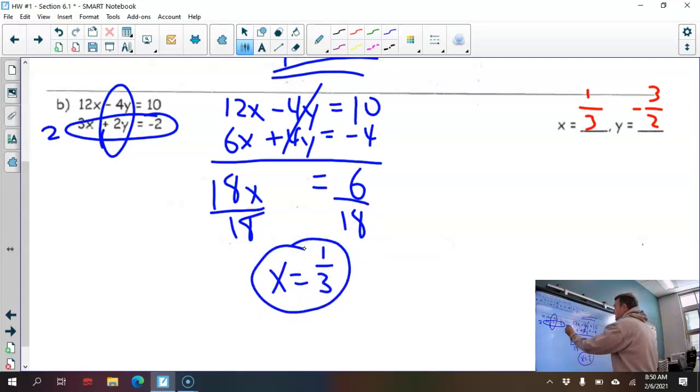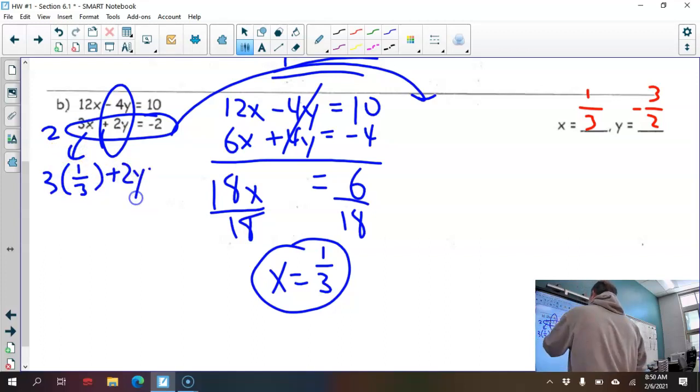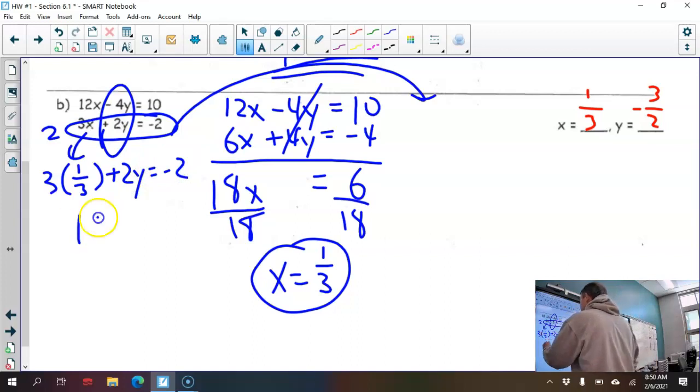So I'm going to take that and I'm going to plug that back into the, well, I guess I could do it right over here, the second equation. So plugging into this equation, I get 3 times 1/3 plus 2y equals -2. Well, 3 times 1/3 is 1.